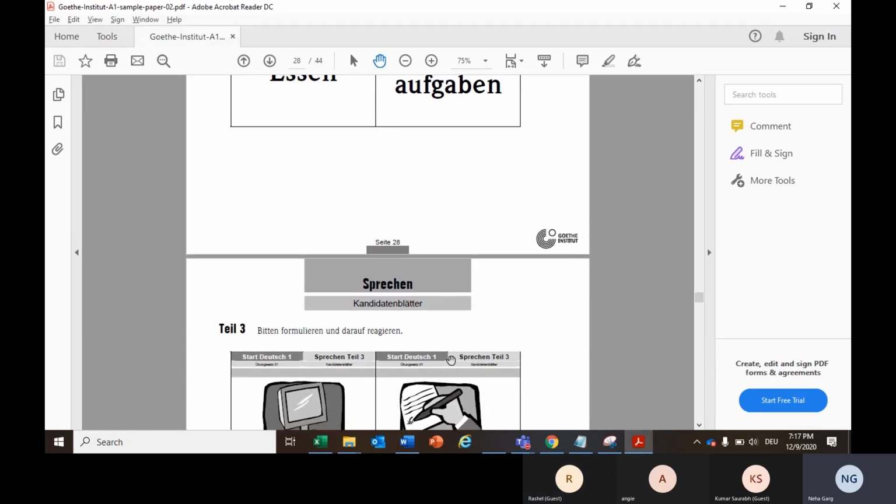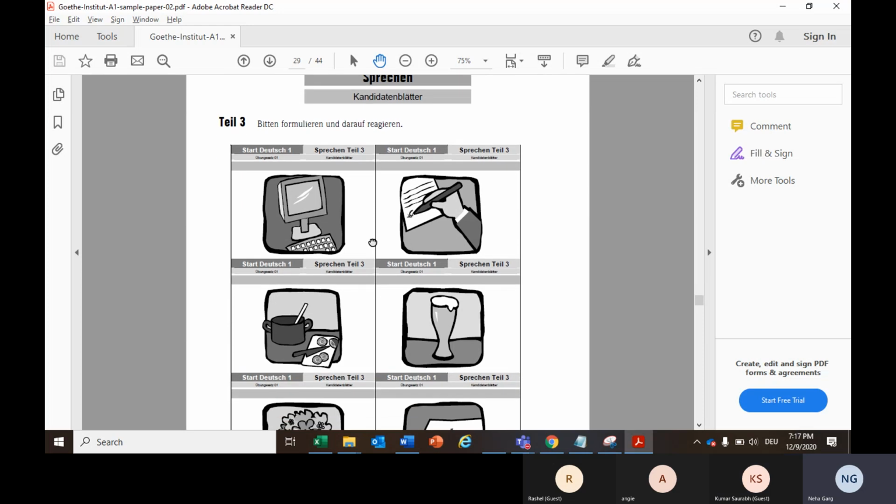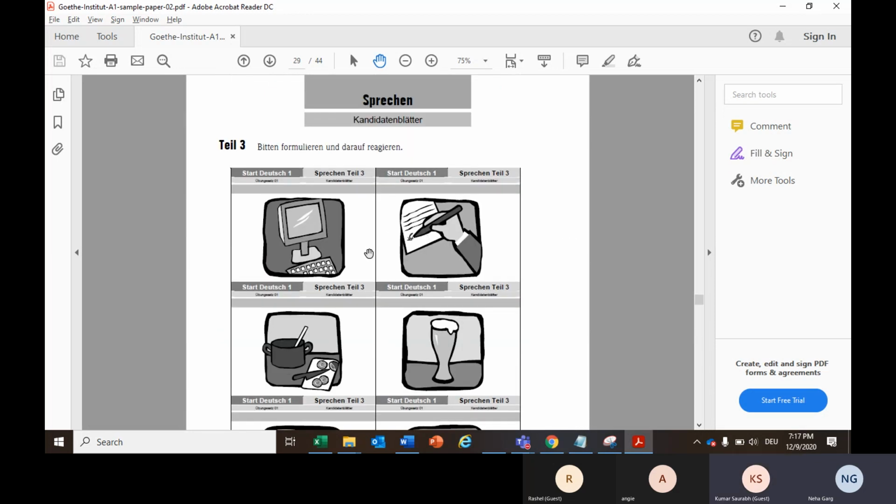Okay, sehr gut everyone. Moving towards the next section, Teil 3, where we also have two different cards. The difference between the second part and the third part is that here we have pictures and we have to make a quick conversation. So you have to make a sentence in a way that the other person can react, like asking somebody to do something, such as please switch on the computer or please switch off the computer. Not just a simple sentence; try to phrase a conversation.